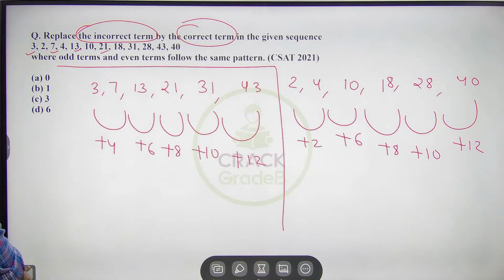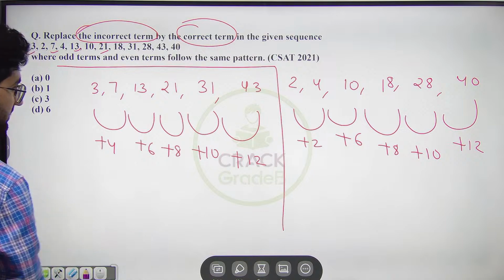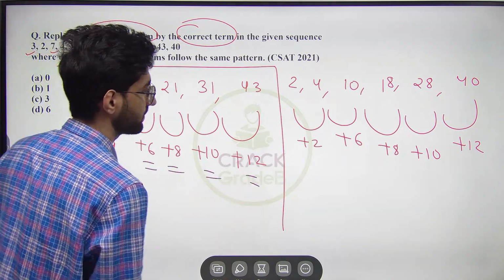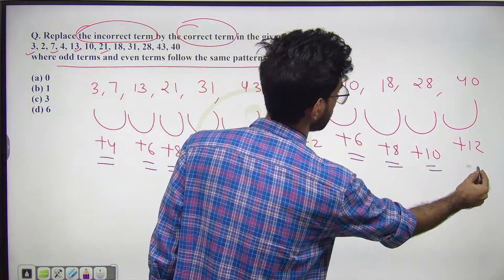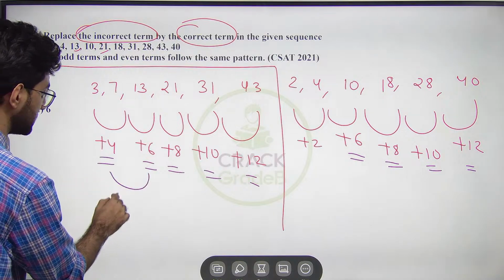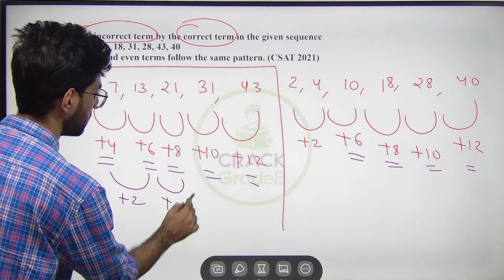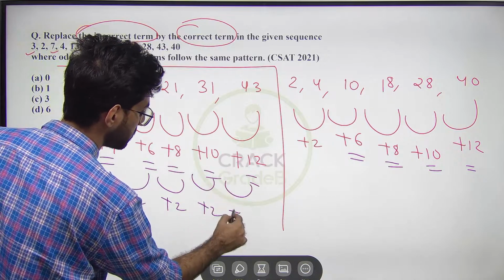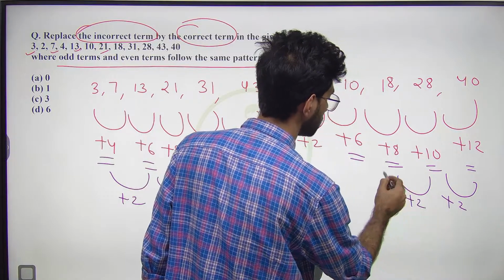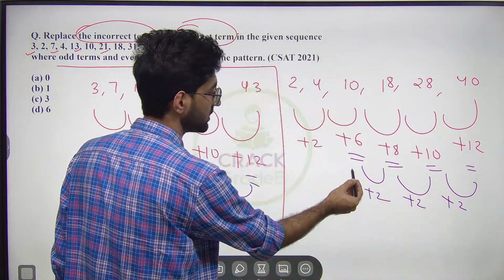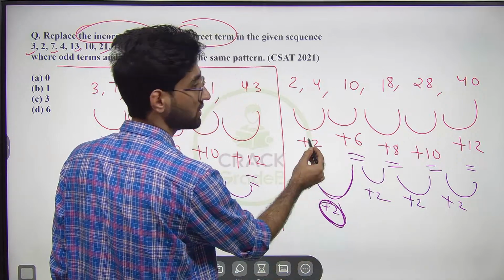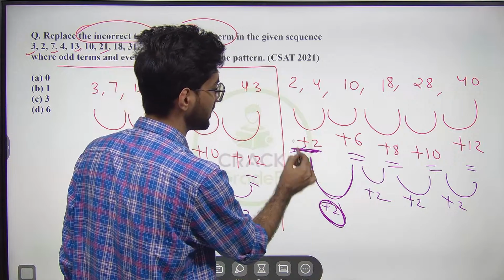Now let us look at the pattern. See, 4, 6, 8, 10, 12, and 6, 8, 10, 12, right? Now let us look at this part. This is the difference of plus 2, plus 2, plus 2. So there are good chances that here there should also be plus 2. So if it is plus 2, basically at this place plus 2 should not be there.